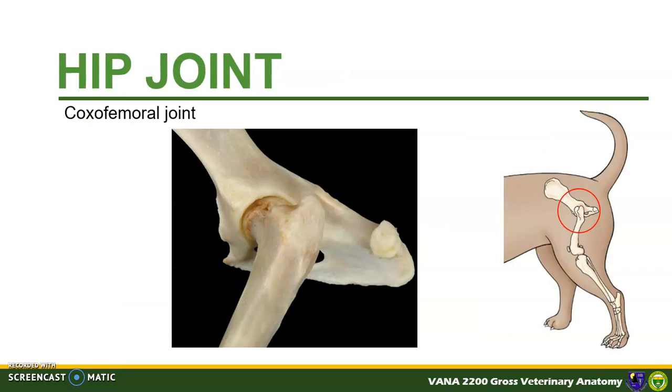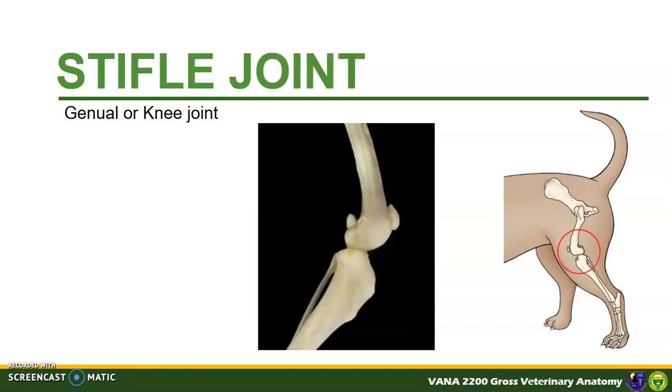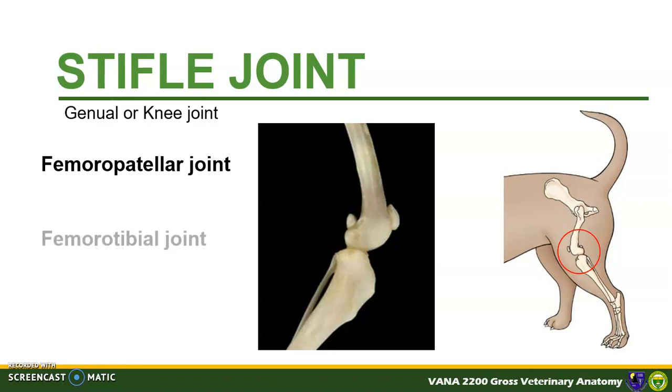The hip joint, or the coxofemoral joint, is a spheroidal joint between the acetabulum of the hip bone and the head of the femur. They are attached via the round ligament of the head of the femur. The stifle joint, or the genual or knee joint, is a compound joint between the femur, patella, and the tibia. The femoropatellar joint is located between the patella and the trochlea of the femur, while the femorotibial joint is a joint between the femoral condyles and the tibia. Take note that this joint has a meniscus.